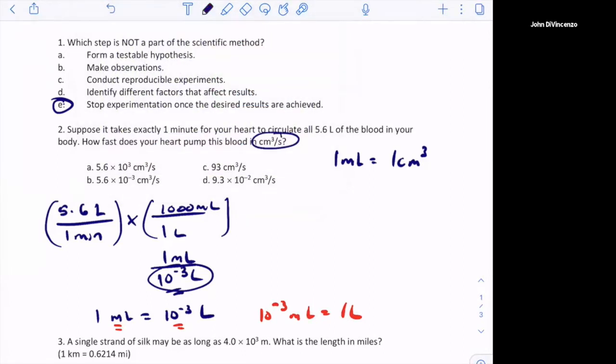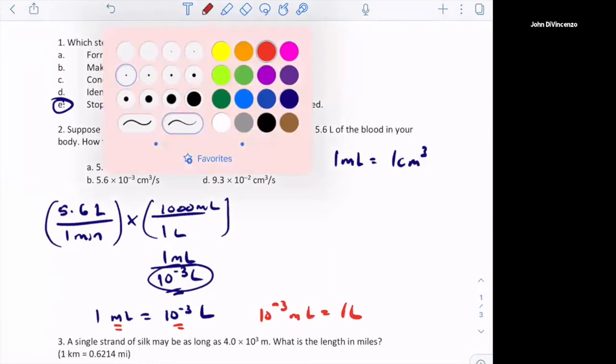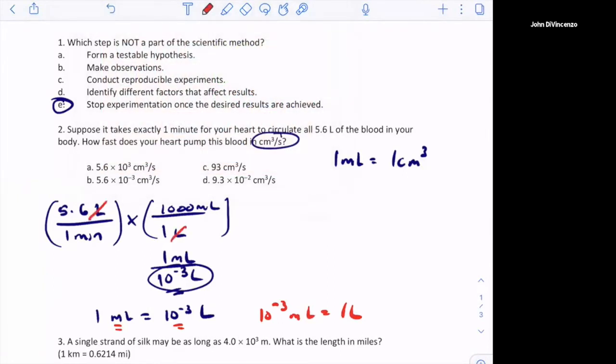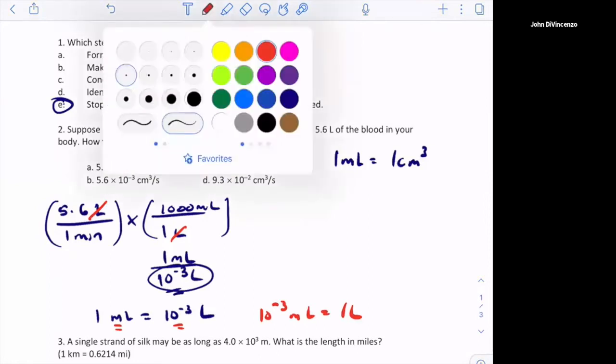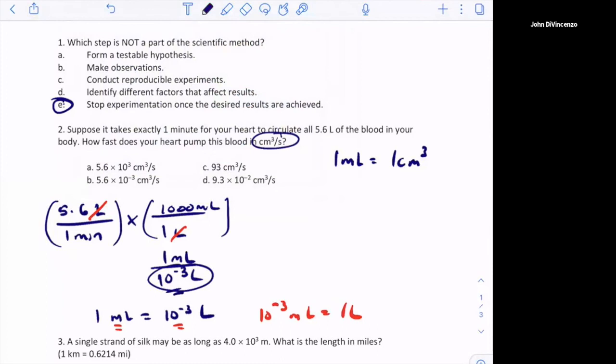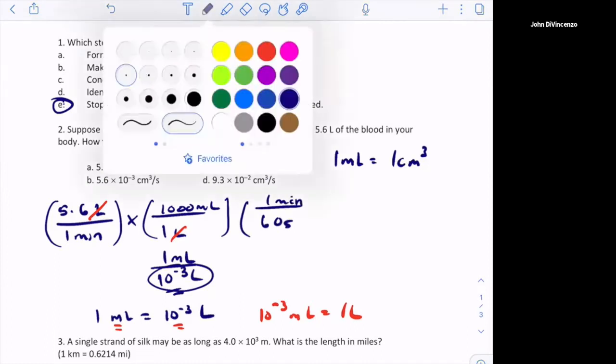So looking at our units, we've got rid of liters, so we're good. We're now at milliliters per minute, but the question asks for seconds. So we still need to go to seconds, and that should be pretty straightforward. 60 seconds per minute. We want seconds in the denominator. That'll get rid of my minutes.